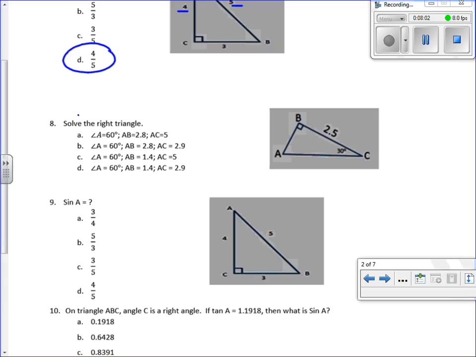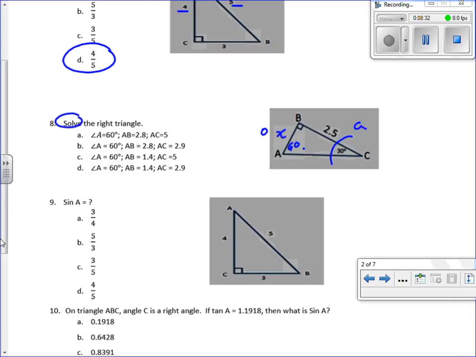Number 8 says solve. Solving means find all the missing measures. You guys were doing a really great job at that today in class. So obviously this is 60 degrees, so that was pretty easy. So now I need to figure out how long the other two sides are. So I'm going to go ahead and do this side here first. So I'm going to put my X there. So relative to the 30-degree angle, this would be the opposite, and this would be the adjacent.